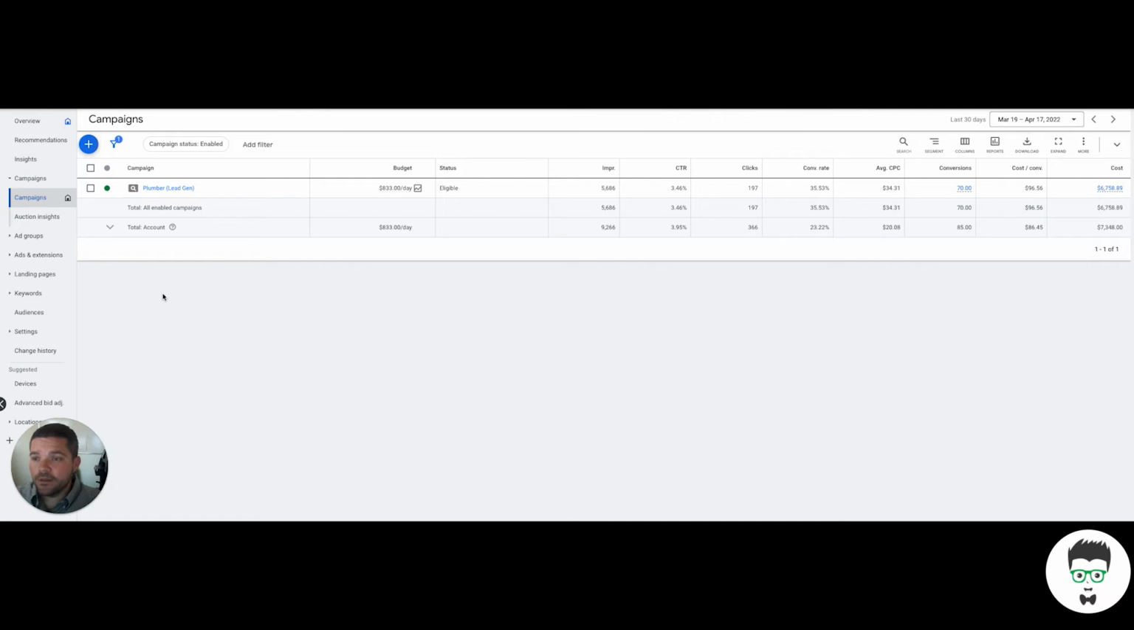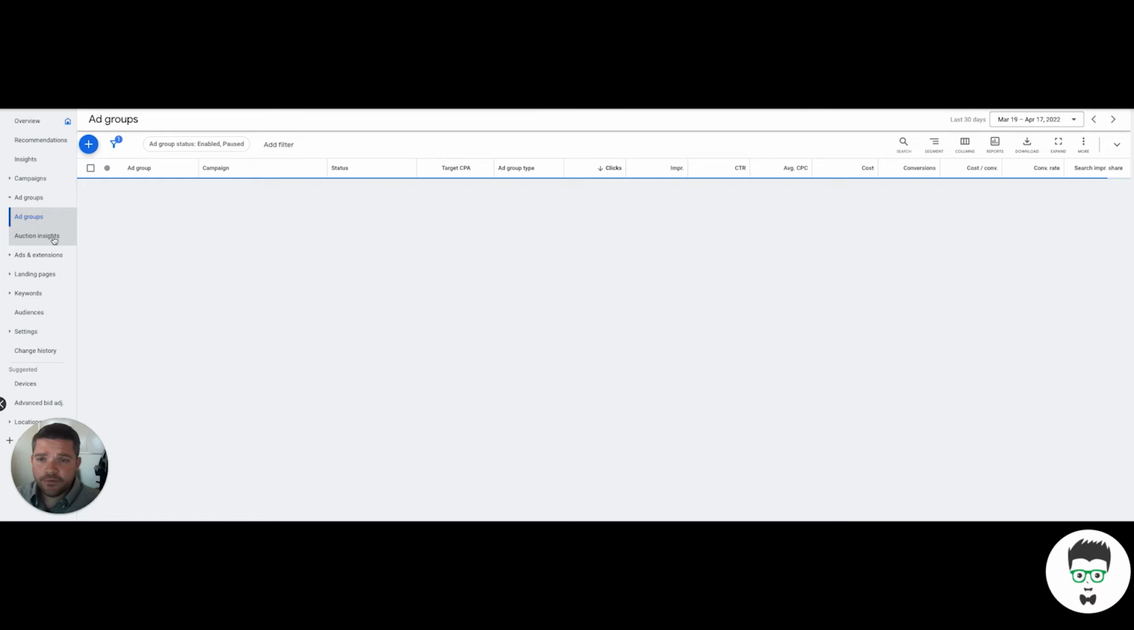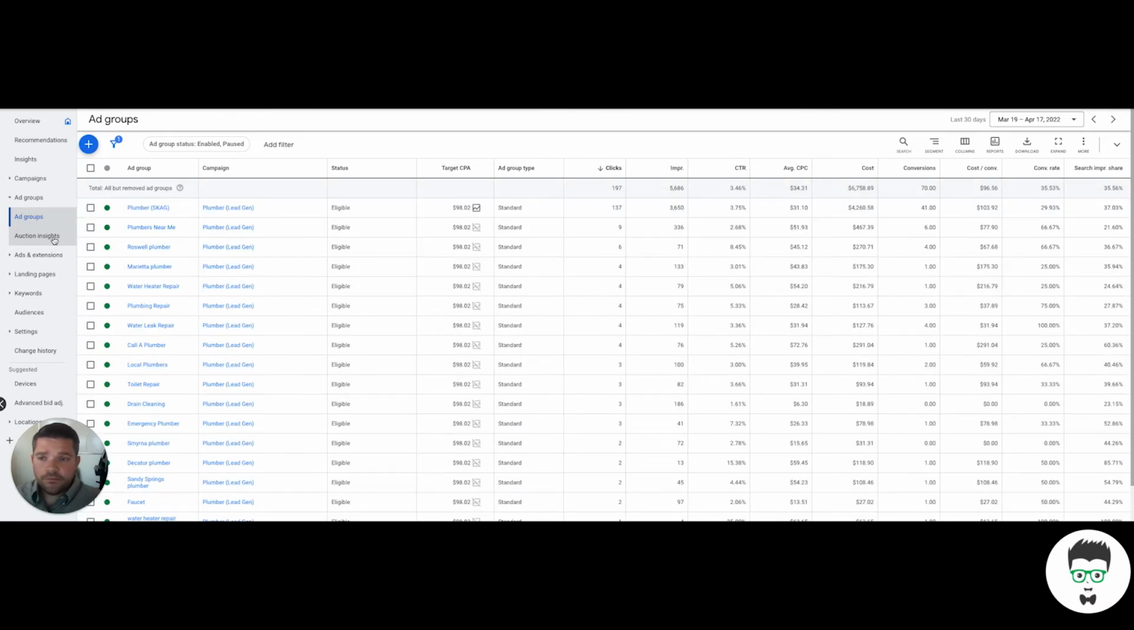So let's dive in and look at what we're targeting for the ad groups. The ad groups are comprised of the different types of keywords that we're focused on. Inside of here, there are several different keywords associated with Marietta plumber. Marietta is a geolocation. So plumbing repair, water leak repair, call a plumber, and all inside of here, it breaks out to where it's very organized, and we know what's converting.